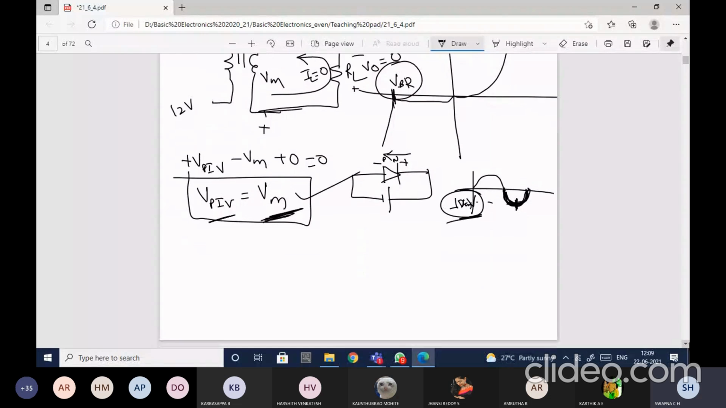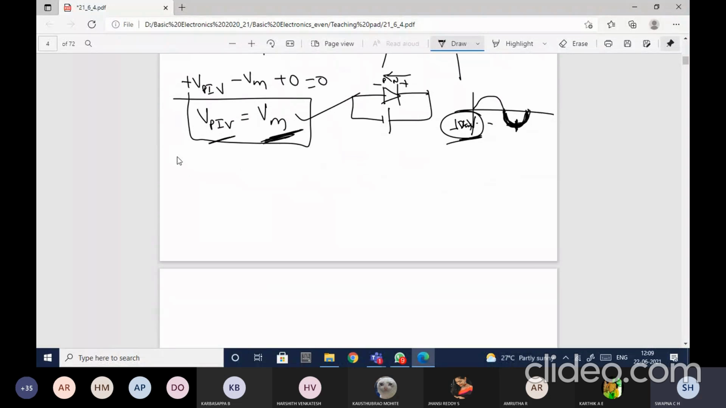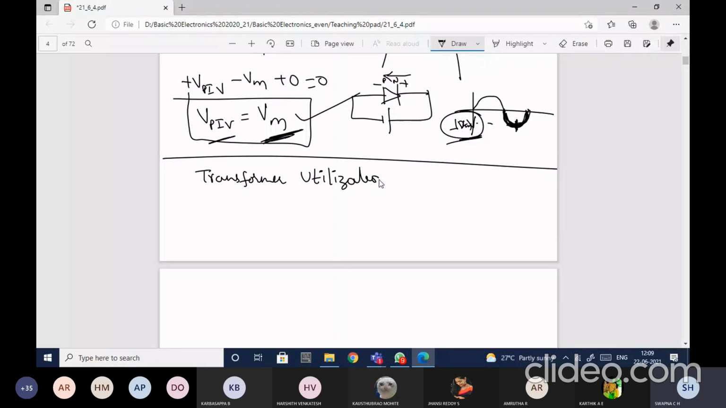Next we have one more parameter: transformer utilization factor, TUF.